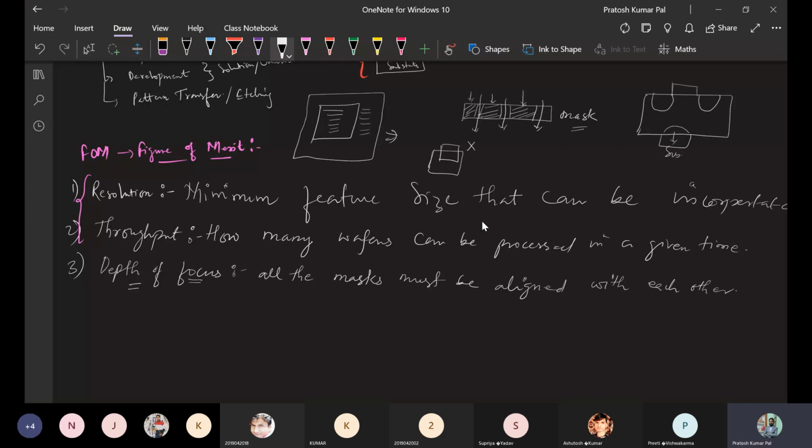If all the masks are aligned with each other, then all the masks will be clearly visible while performing this lithography step. So this is one of the parameters that need to be focused on while performing the lithography step.